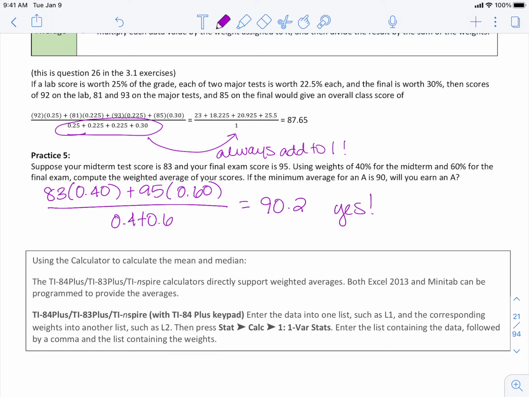All right, so using the calculator to calculate the mean and median, we can do this. These are the directions for a TI calculator. I will go over this in class too. It says enter the data into one list, such as L1, and the corresponding weights into another list, such as L2. Then you do stat, calc, one variable statistics, and enter the list containing the data, followed by a comma and the list containing the weights.